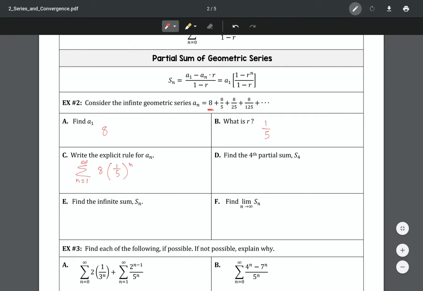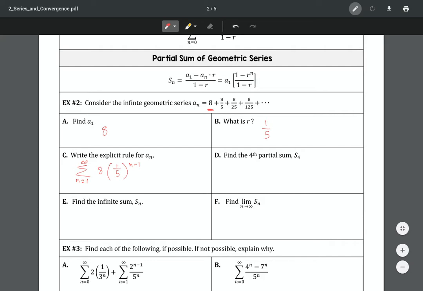I'm going to call this n minus 1. Now, you could have also written that as n is equal to 0, and instead of writing n minus 1, you could have just written n. But I'm going to proceed like what I have here.